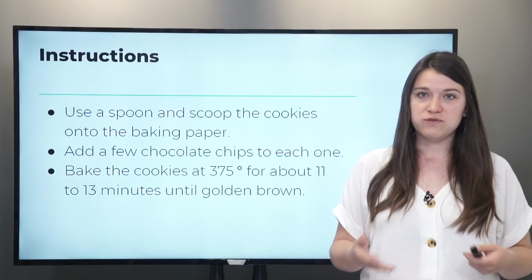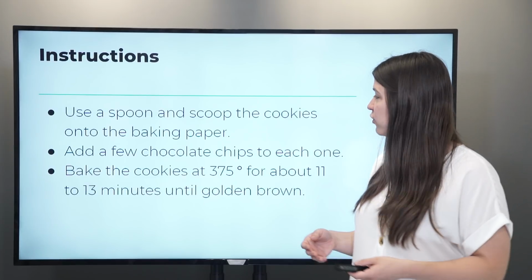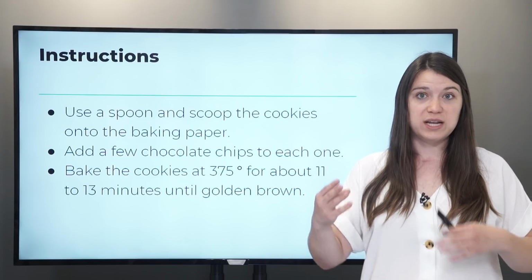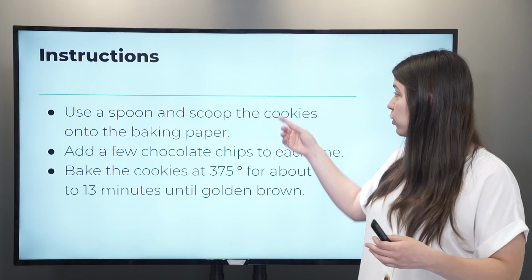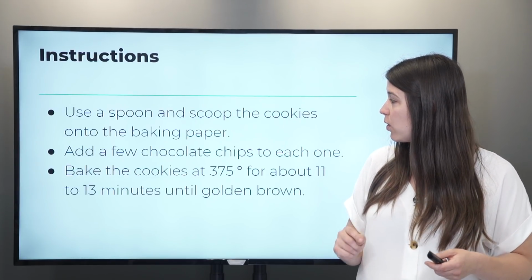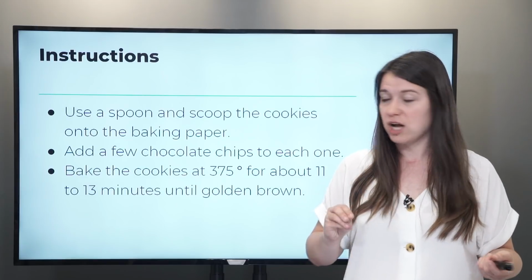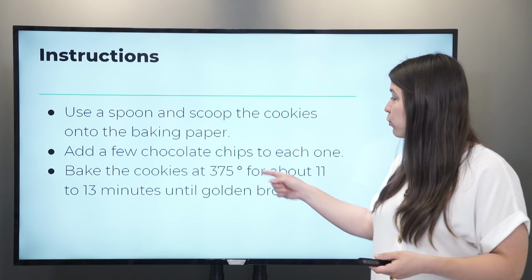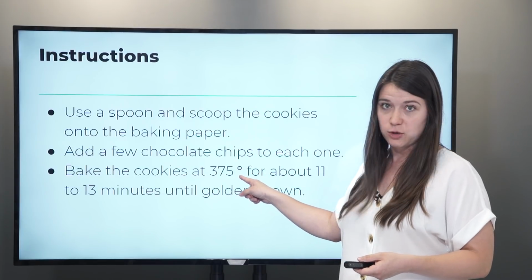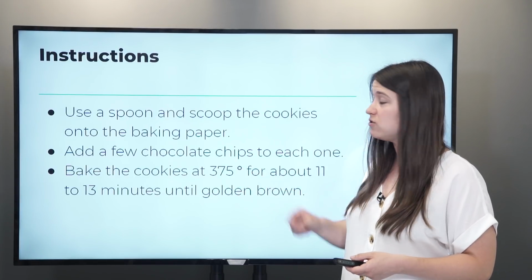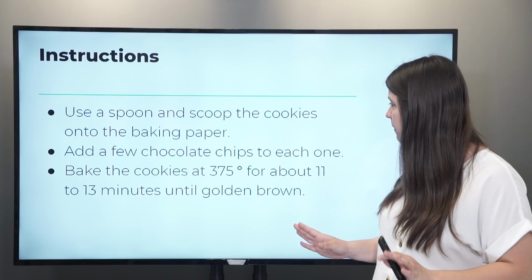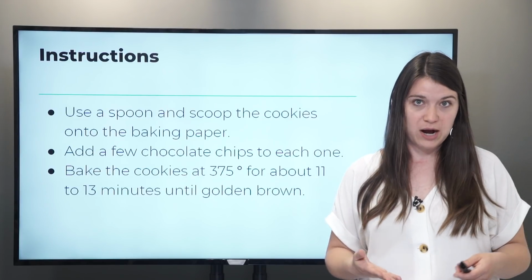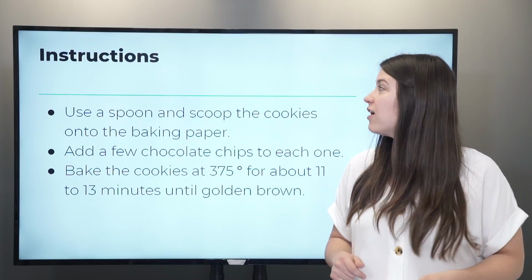Okay, so once you've done that, you're going to add a few chocolate chips to each one. So you have 2 options. You can either mix them together with your dough, or you can add them after. So just a few chocolate chips, and then you're going to bake the cookies at 375 degrees. So make sure that your oven says 375 for about 11 to 13 minutes until golden brown, okay? Until the cookies are done.